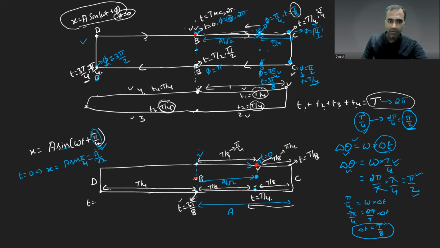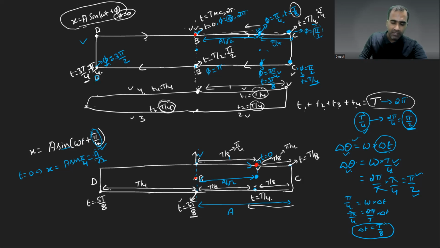T by 4. So can you tell me what is the time taken to reach from the initial time till this point? Another t by 4, 3t by 8. Just add t by 4, you'll get it. 3t by 8 plus t by 4. How much is that? 5t by 8. 5t by 8. Very good.